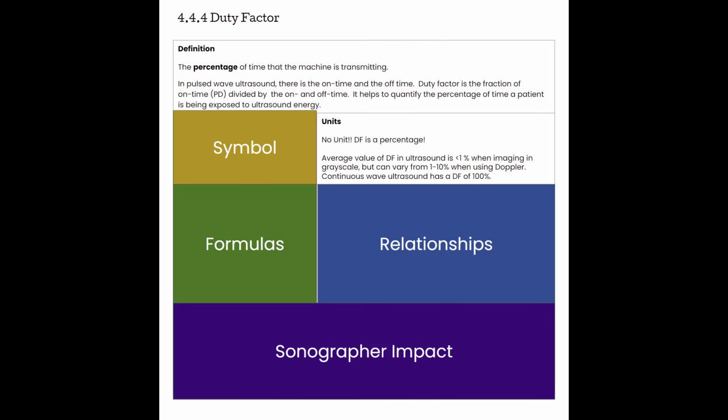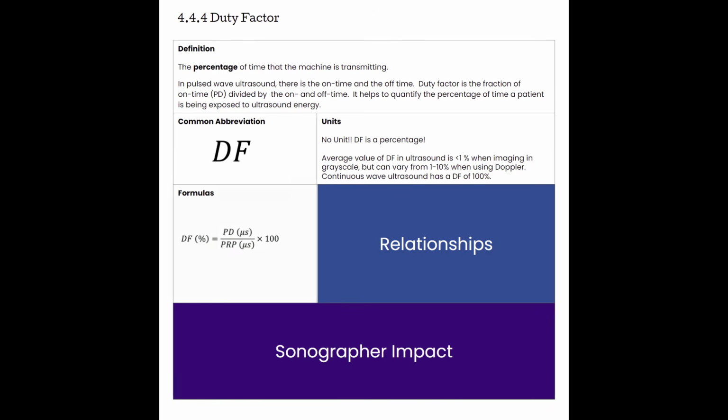Continuous wave ultrasound is talking constantly. And continuous wave ultrasound then has a duty factor of 100% because it never stops to listen, it's always talking. And that's why it can't create an image. Like our others, we have a common abbreviation for duty factor. You'll often see it as DF.